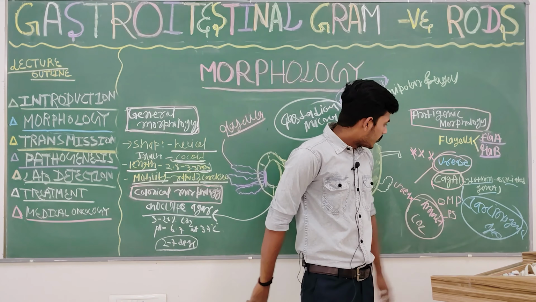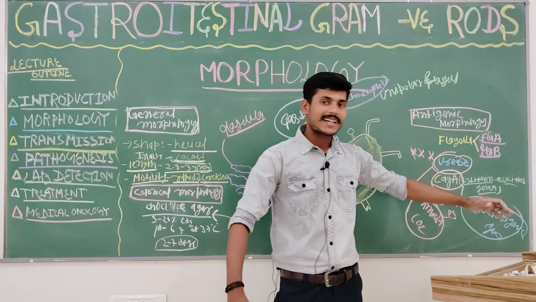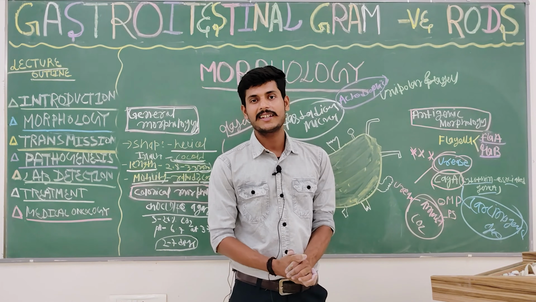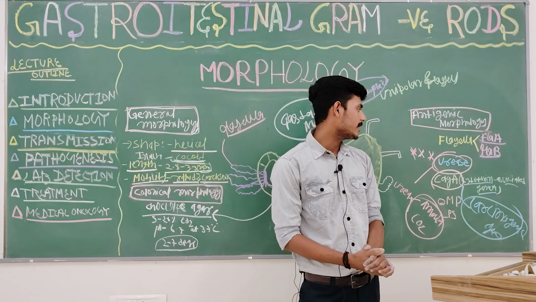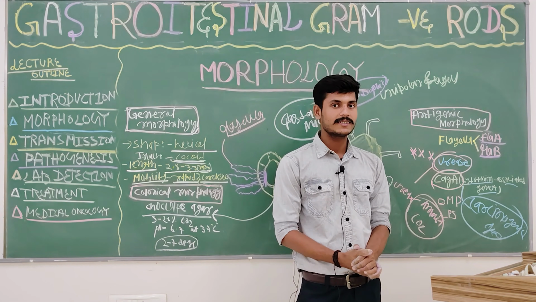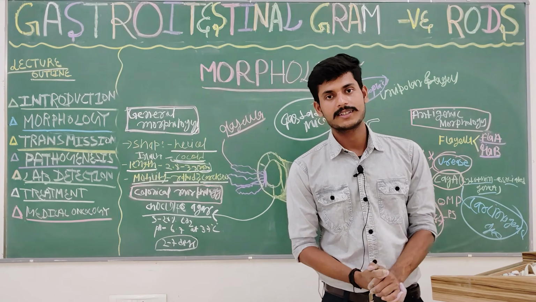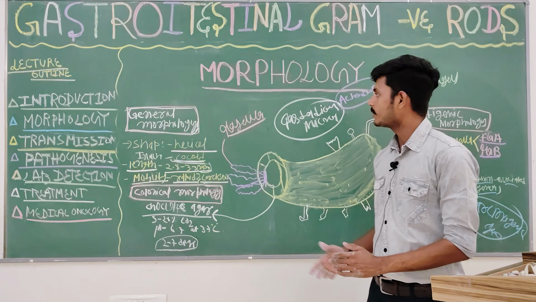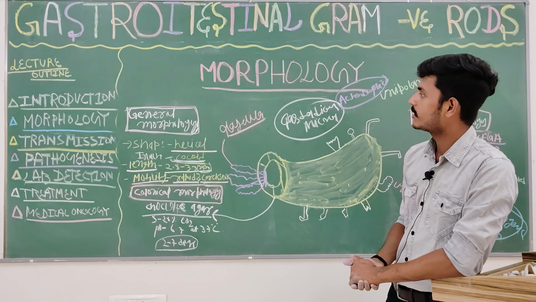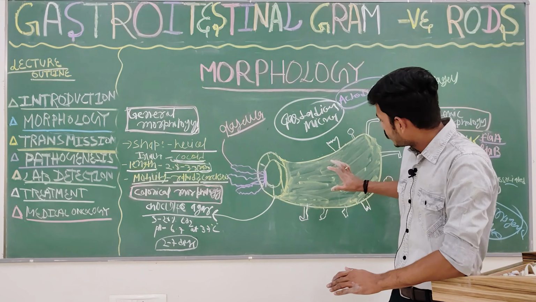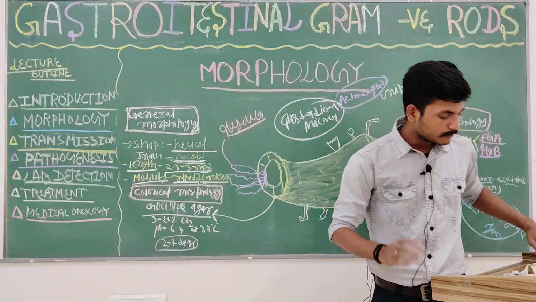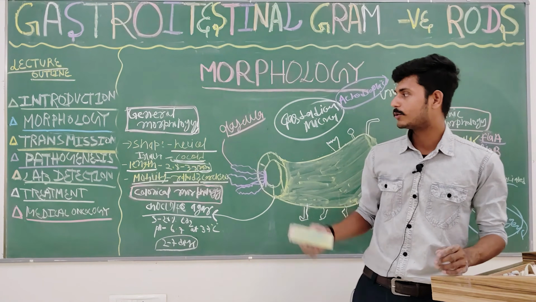Another important thing is CagA, which is called the cytotoxin-associated gene, and this gene is responsible for causing cancer. So that is all about the morphology of this H. pylori bacterium. Now let's move ahead and discuss their pathogenesis.